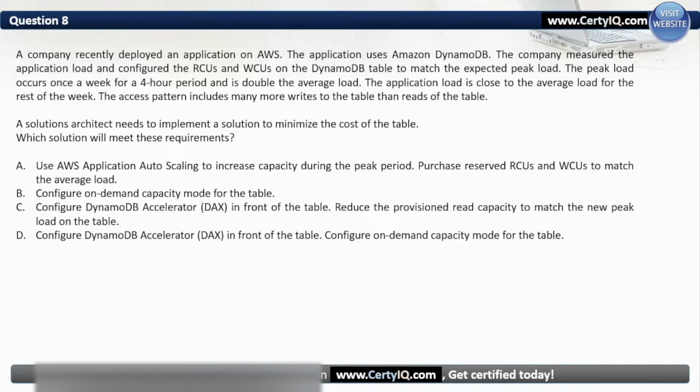The correct option is A. Use AWS Application Auto Scaling to increase capacity during the peak period. Purchase reserved RCUs and WCUs to match the average load.